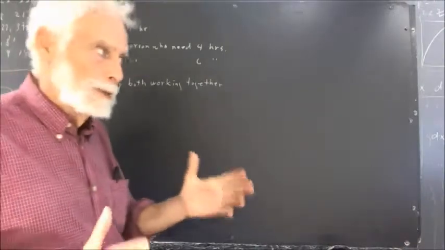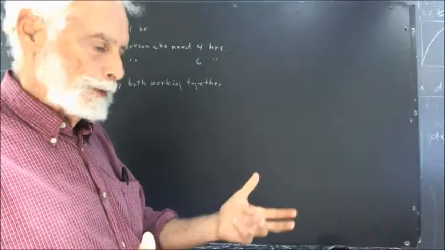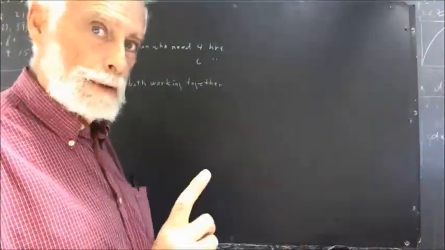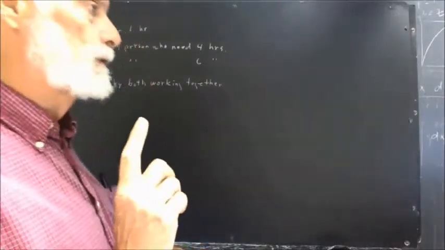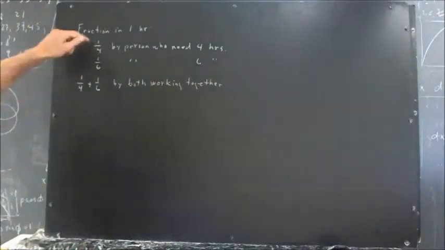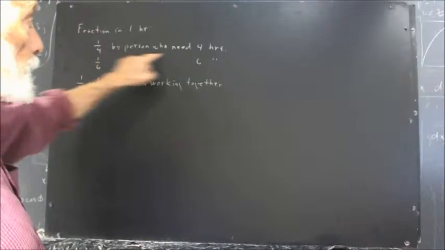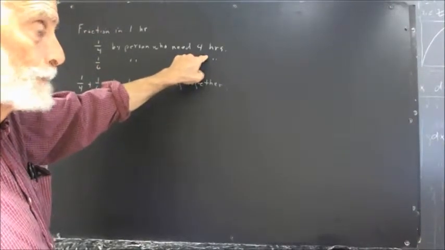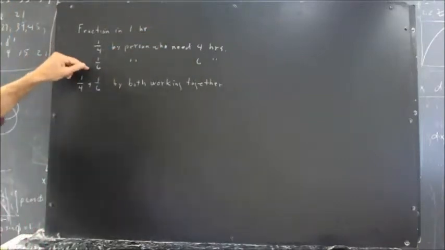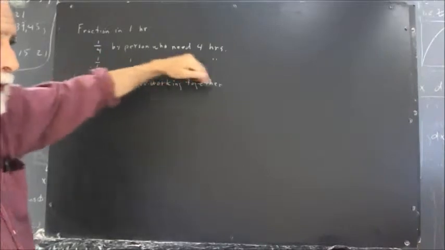The last question we dealt with in class was, if it takes somebody 4 hours to do a job, then what fraction of the job do they do in 1 hour? That answer was, to most people, pretty obvious. 1/4 of the job gets done in 1 hour by a person who needs 4 hours to complete it. And if a person needs 6 hours to complete it, what fraction? Well, 1/6.